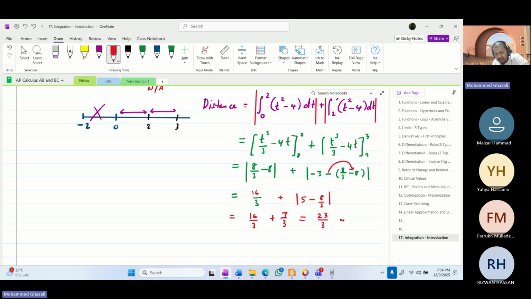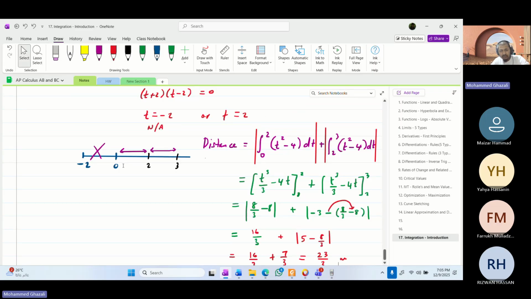23 over 3 meters. That's the distance. So remember to take a positive value there and a positive value there. You add the two distances, and that's your answer.